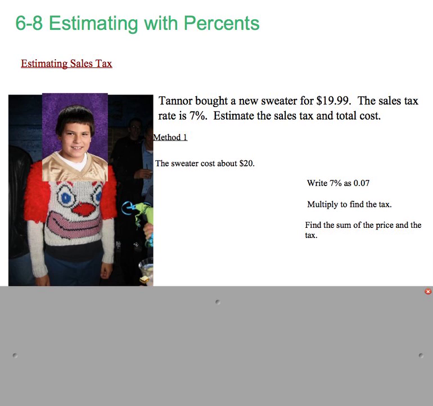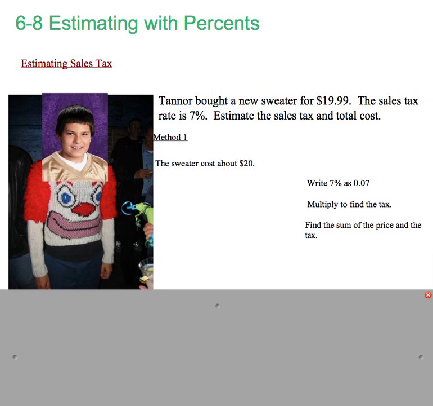Now, you may not have known this, but Tanner went out and got himself a nice, hip, happening, cool new sweater. And that sweater cost him $19.99. He's never looked nicer. The sales tax rate at the place he bought it is 7%. We want to estimate the sales tax and the total cost. Well, we can figure this out because your sales tax is you multiply whatever you bought times your tax rate, and the tax rate in this case is 7%.